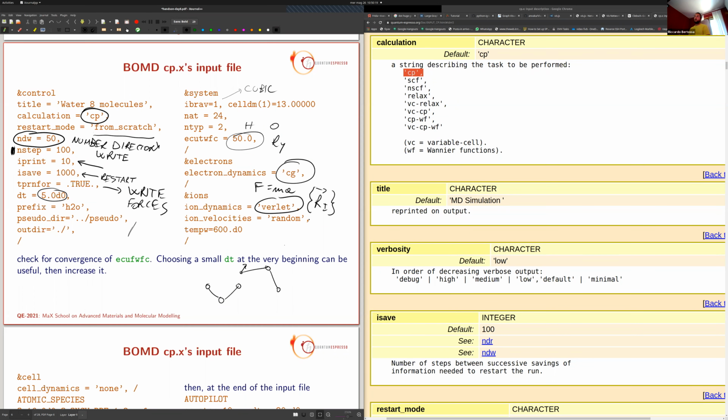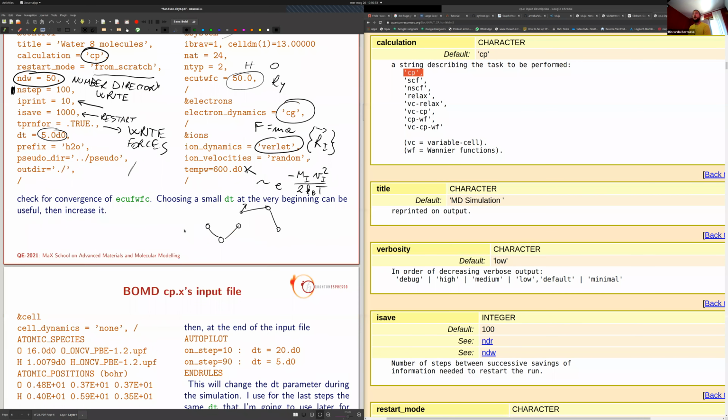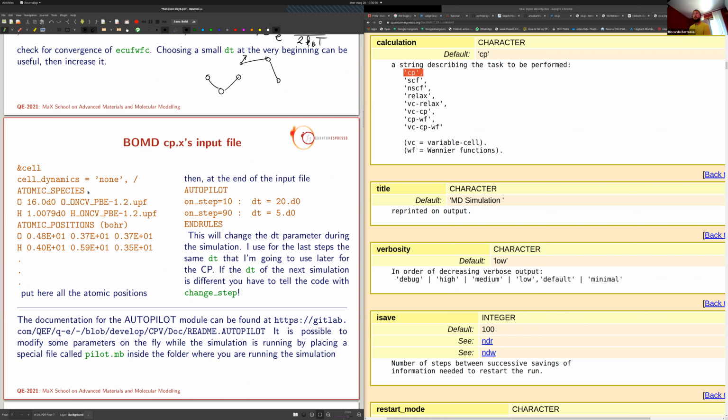Here I tell the code to sample from the Maxwell-Boltzmann distribution, which is something like a Gaussian, where you have the square of the velocity of the atom times something over k_B T. This is not normalized, of course; you have the normalization factor in front. You sample the velocities of the ions from this distribution with a temperature of 600 kelvins.